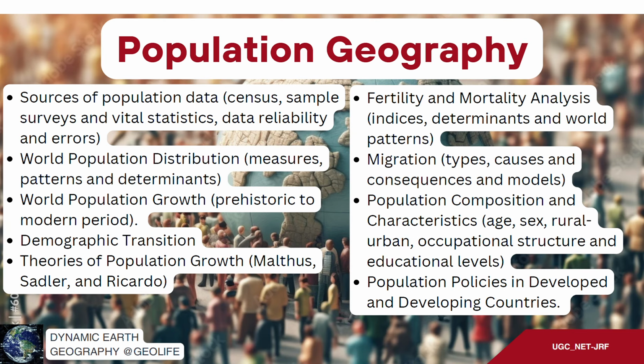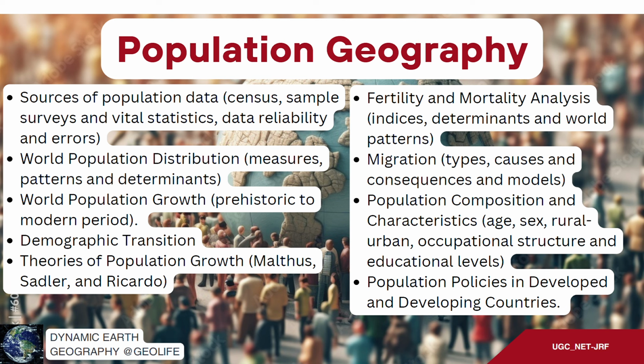So then the next unit is population and settlement geography, and there are two sections in this unit. One is population geography. It comprises sources of population data like census data, sample surveys, and vital statistics, and then data reliability and errors in sources of population data. And then world distribution of population, it includes the measures, patterns, and determinants of world population. And then it has demographic transition, which is an important theory in population geography.